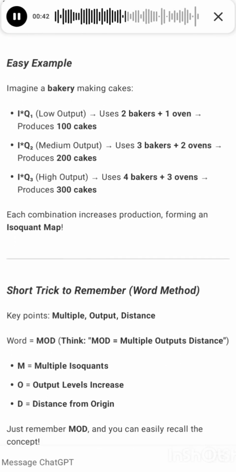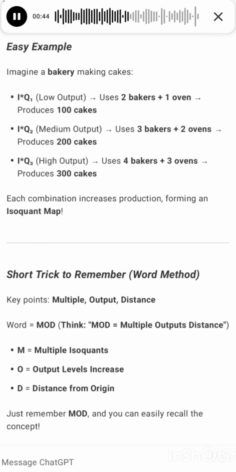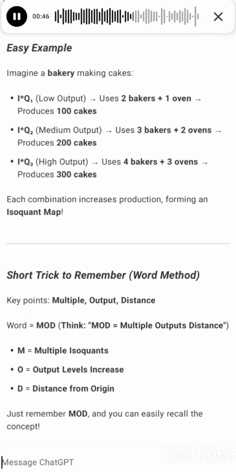Easy example. Imagine a bakery making cakes. Low output, IQ1, uses 2 bakers plus 1 oven, and produces 100 cakes. IQ2, medium output, uses 3 bakers plus 2 ovens, and produces 200 cakes. IQ3, high output, uses 4 bakers and 3 ovens, and produces 300 cakes. Each combination increases production, forming an isoquant map.